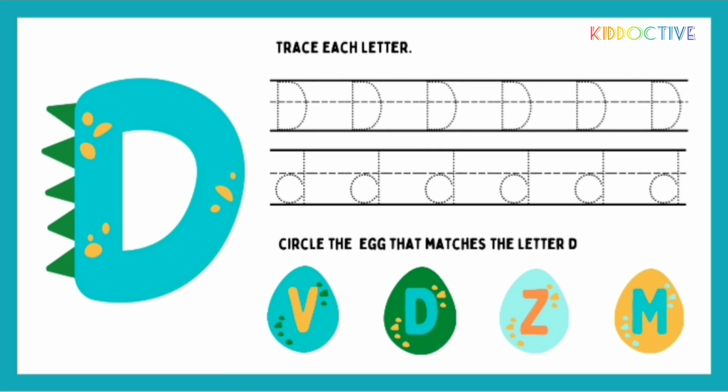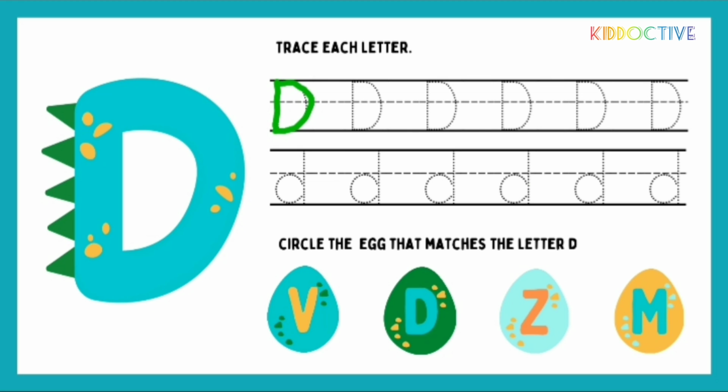Now comes letter D. Letter D looks like this. So we are going to practice how to write letter D. Standing line, then a curve. Now you are going to do the standing line, then the opposite curve. Okay.